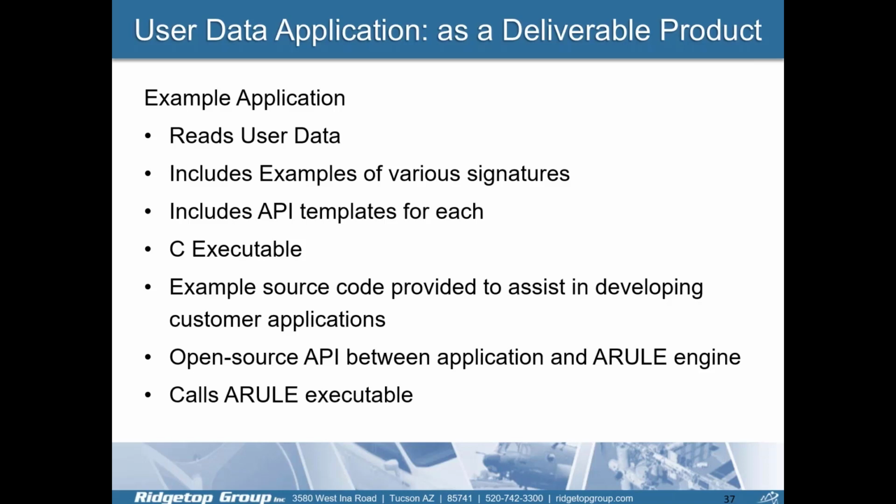We will deliver it in C executable and also example source code, again, to help you in developing your own method of talking to our engine. The API, again, is the open source application, and it calls our A-Rule executable. Next.